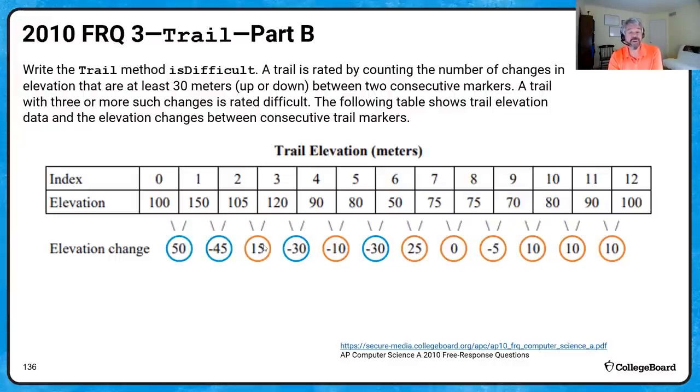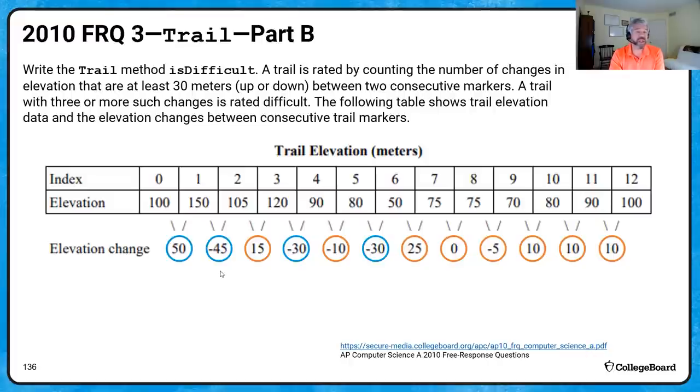When we go from 105 to 120, that's an increase in elevation of 15, so that one's not too bad, but 120 to 90, that's a decrease of 30 meters. So that's another one that we would count. 90 to 80 is okay, but then 80 to 50, we're decreasing 30 meters. And from that point on, we're not hitting our 30 meter threshold anymore. 50 to 75 is only 25 meters. Here we've got a breath of fresh air on our trail where we're not increasing or decreasing at all. It's fairly level. So you get the idea. As we go through and count, we've got four changes in elevation that exceed our 30 meter, either increasing or decreasing threshold between our two consecutive markers.